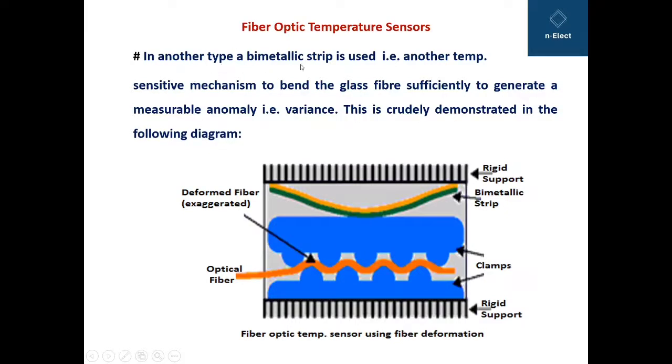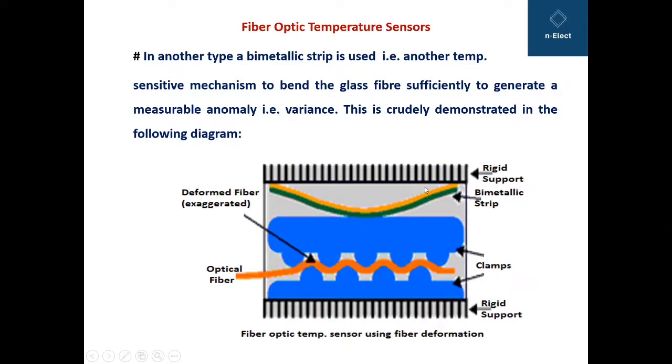So in another type of fiber optic temperature sensor using a bimetallic strip, it's a temperature sensitive mechanism to bend the glass fiber sufficiently to generate a measurable anomaly. Anomaly means unevenness, that is variance or change. This is crudely demonstrated in the following diagram. So this is how it senses the temperature.